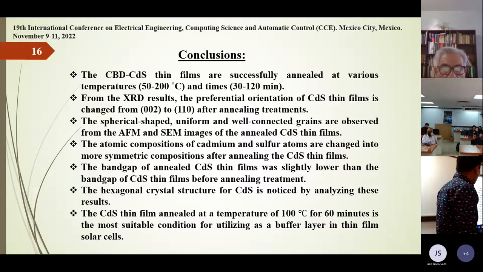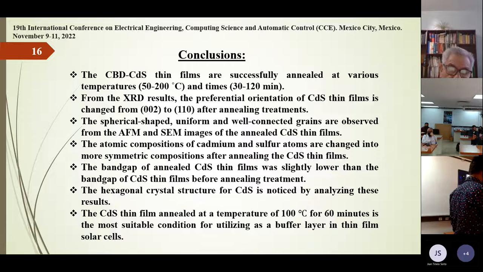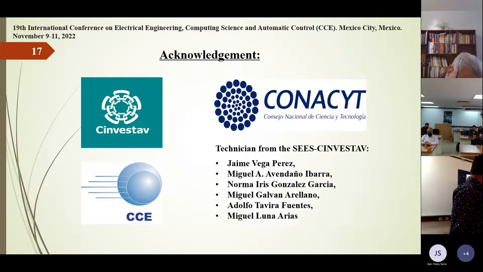After analyzing all these results, we conclude that the best annealing condition was 100 degrees for 60 minutes, due to the favorable properties which can be used in the buffer layer in thin film solar cells.